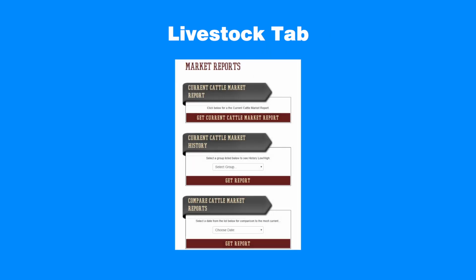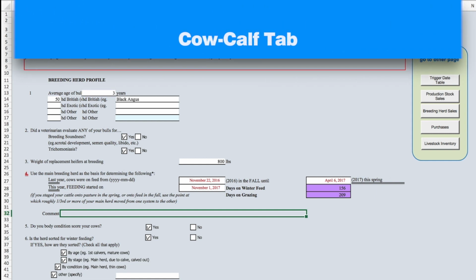If you do not know the value of your livestock when you are completing your closing inventory, two good sources are CanFax or your local auction mart's market report. The first worksheet in the livestock module is the Cow-Calf Enterprise Worksheet. This worksheet captures the breeding herd profile.